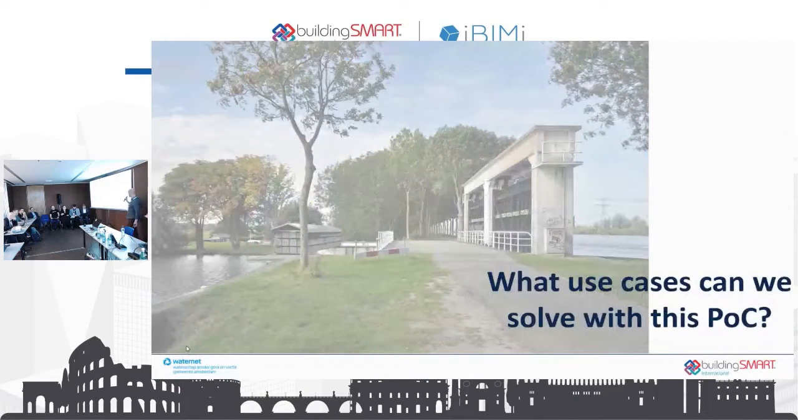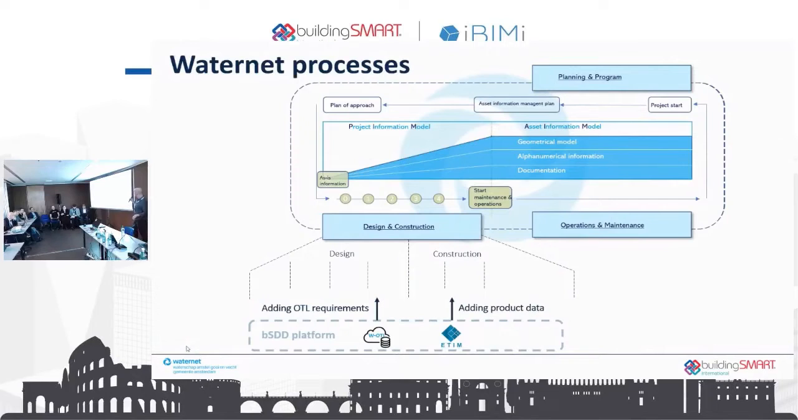And what use case can we solve with this? Is this my slide? Oh yeah, this is. You see here the process of Waternet, 3 main processes: planning and program, design and construct, and operate and maintain. For this POC, we're looking at the design and construction phase, and we are looking at in what phase we can use this tool. And we have the bSDD platform, and I think in the design phase we can now give all our properties. And there is also product data, just like ATIM. You told maybe we can add it in the construction phase.